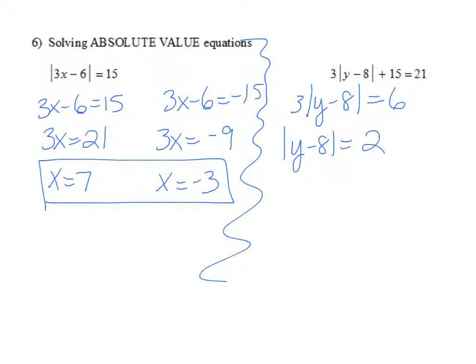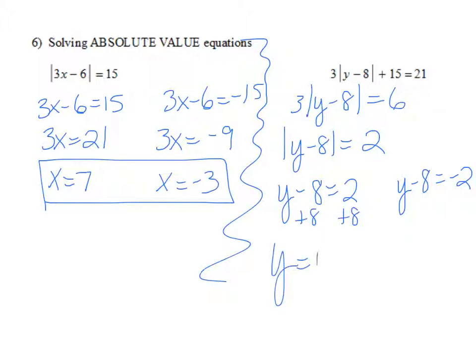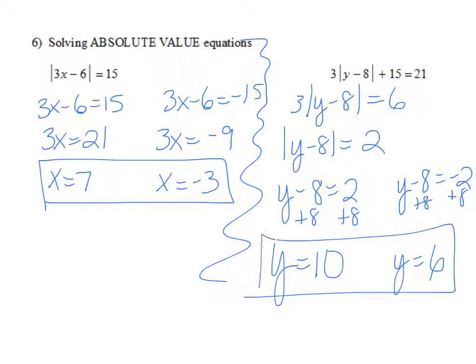And now the absolute value is by itself, and I'm going to set it up just like we did this one. I'll make the y minus 8 either equal to a 2, and the absolute value didn't do anything, or I'm going to take the y minus 8 and make it equal negative 2, but those absolute values are what made me set that equation equal to a positive. Add the 8, so y is 10, or y is 6. Those are my two solutions.